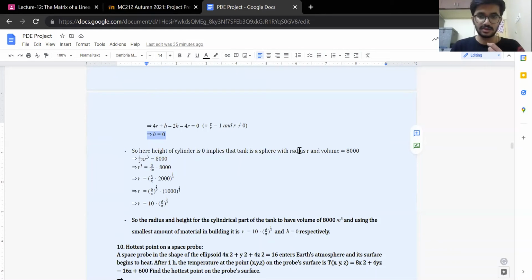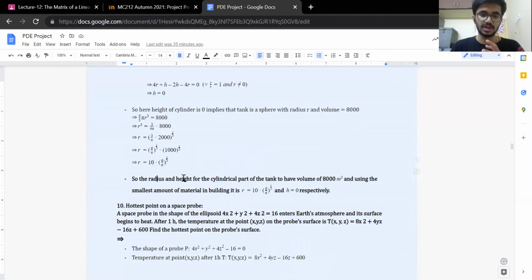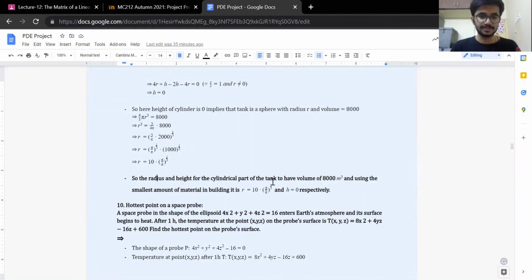So using the sphere volume formula, we directly found the radius. We have recommended that the height should be 0 and the radius should be (6 times 10 by pi) to the power 1 by 3.